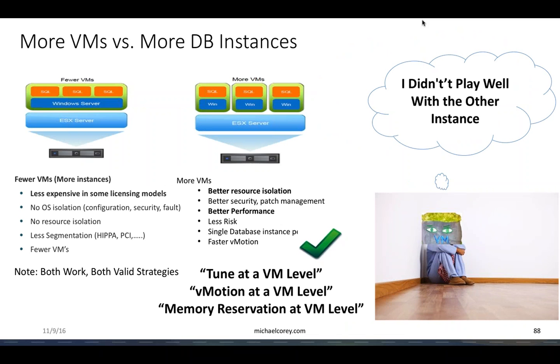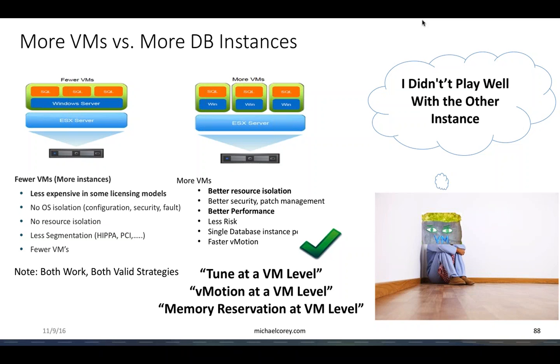So then, this old argument: should I have more VMs or more database instances? I believe that every production database should have its own virtual machine. I prefer that because I want to tune at a VM level, I want to vMotion at a VM level, and I want to do memory reservations at a VM level. And so I have this ability to do fine granulation.